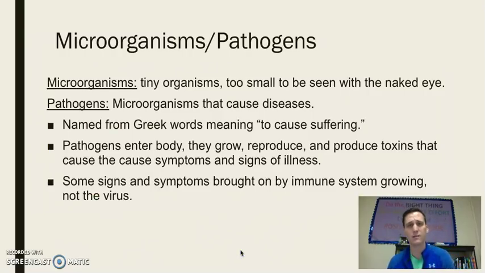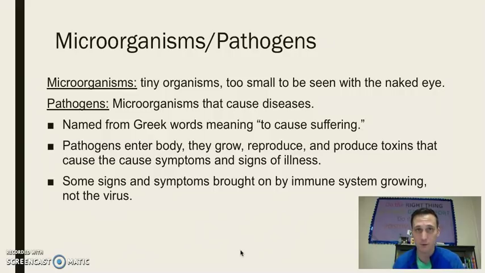So again, microorganisms or pathogens. Microorganisms are all just tiny organisms, too small to see with the naked eye. Now, some microorganisms are called pathogens. These are ones that cause diseases. We're going to get into the different types that cause diseases. So all pathogens are microorganisms. Not all microorganisms are pathogens. But pathogens are the ones that cause diseases, and that root word came from a Greek word that means to cause suffering.